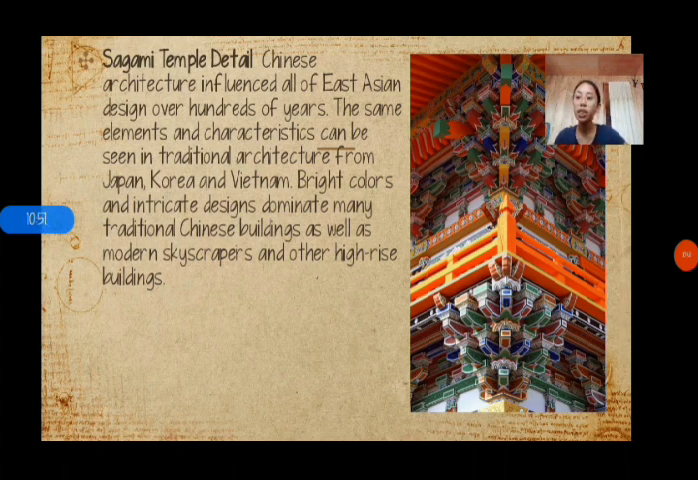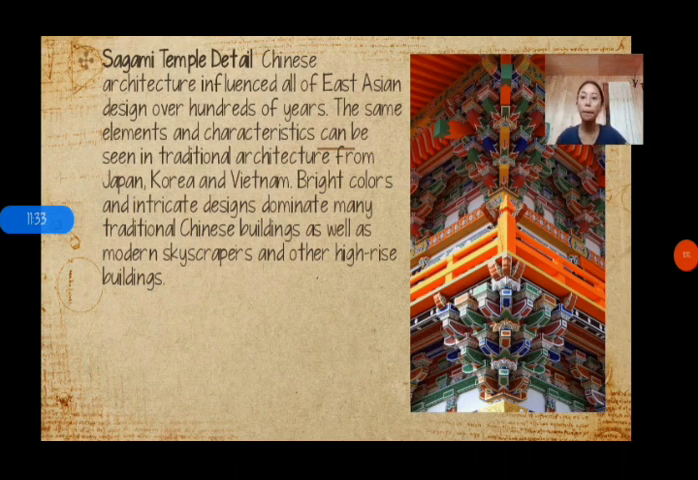Bright colors and intricate designs dominate many traditional Chinese buildings as well as modern skyscrapers and other high-rise buildings. Because of the effective and successful architecture of the Chinese, it influenced many places of East Asian design, such as Japan, Korea, and Vietnam, through its elements and characteristics. Because of this, the architecture of China is very beautiful. It is useful not just for architectural purposes, but also for the everyday living of the people and for their defense.